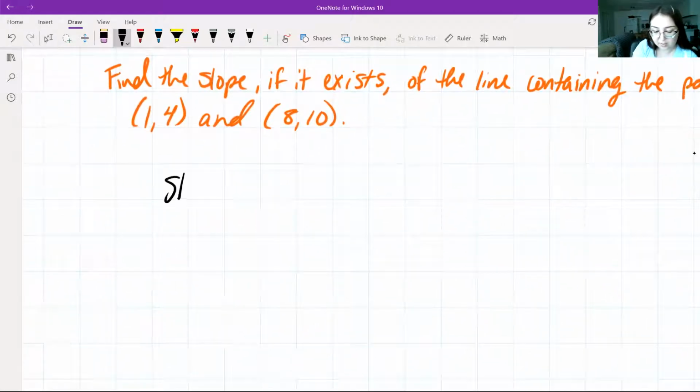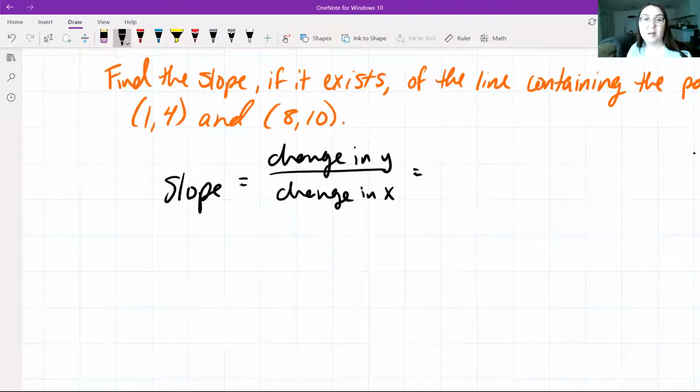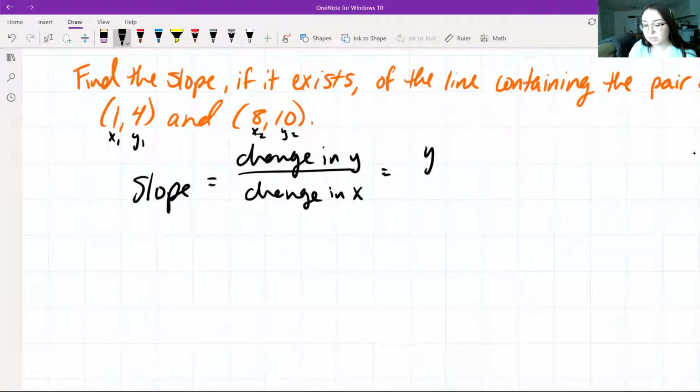So we know that slope is equal to our change in y divided by our change in x. Make it easy on ourselves. Let's just label our first and second points now. So let's say 1, 4 is our first point. So this is x1 and y1. And 8, 10 is going to be our second point. So this will be x2, y2. So now I have them labeled. And we know that the change in y is signified as y2 minus y1. And our change in x is signified by x2 minus x1.